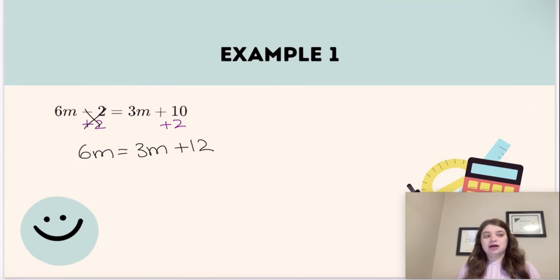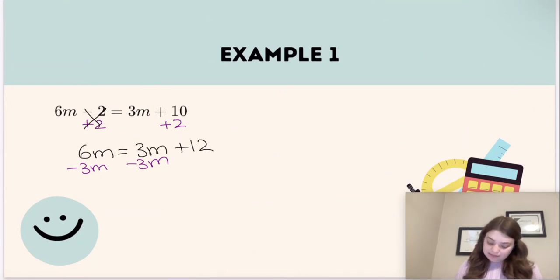My next plan that I'd like to carry out is I would like for all my variable terms, so all my terms with m, to only be on one side. In this case, I'm choosing the left. So I'm going to subtract 3m from both sides because I notice we have a 3m on the right, and in order to undo that 3m, I need to subtract it, right? What's the opposite of adding 3m? Subtracting 3m. So I will be subtracting 3m from both sides.